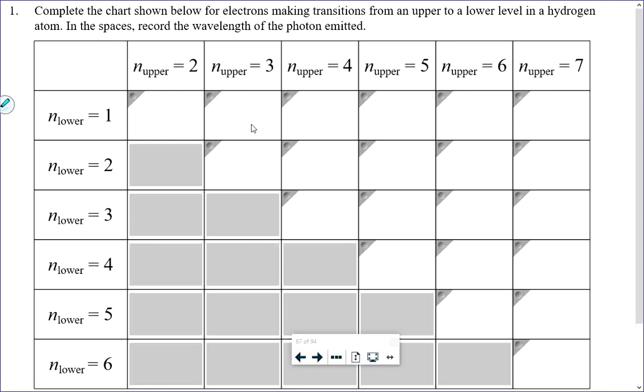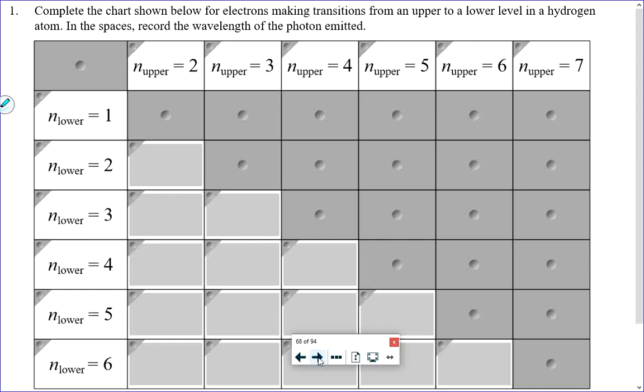I asked you to fill this in. So what this square in the top right corner is going to be is the wavelength of the photon that's emitted when an electron goes from n equals 7 to n equals 1.